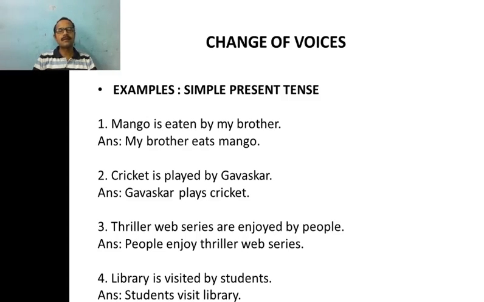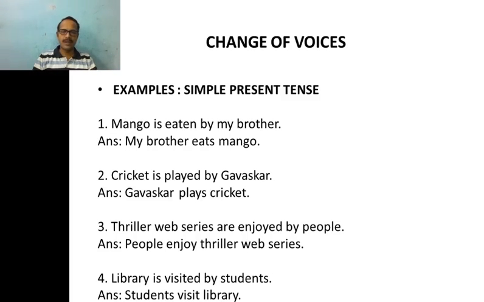Look at the second example. Cricket is played by Gavaskar. So obviously our subject is cricket in the passive sentence. Is played is the verb group and Gavaskar is the object. By is a preposition. And now Gavaskar will occupy the subject position in active voice. So the sentence begins with Gavaskar.